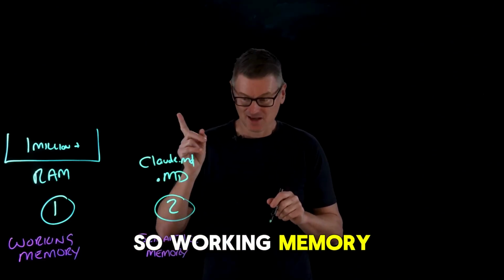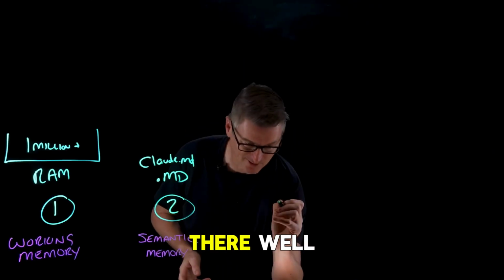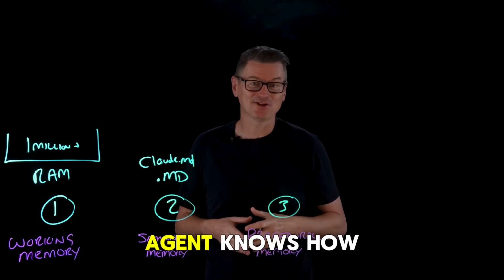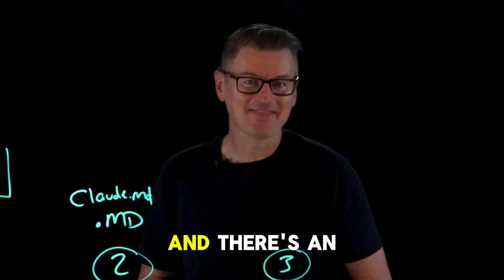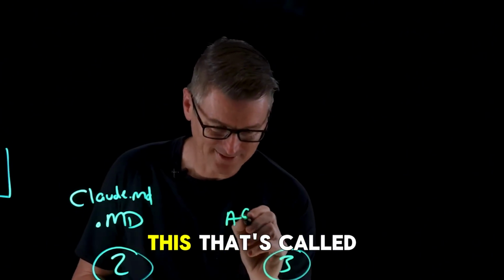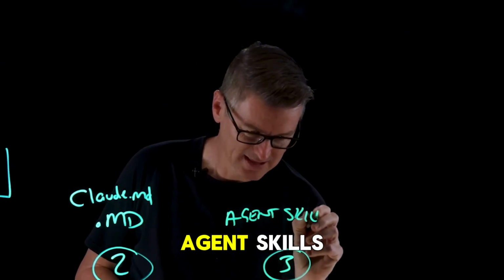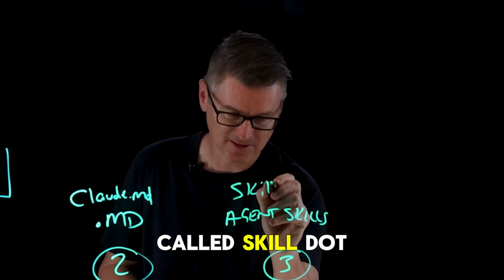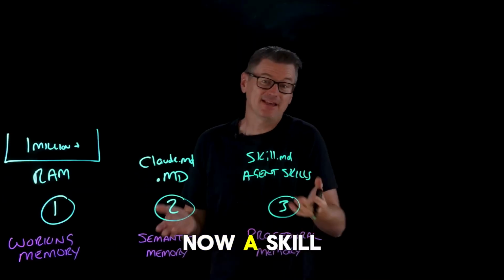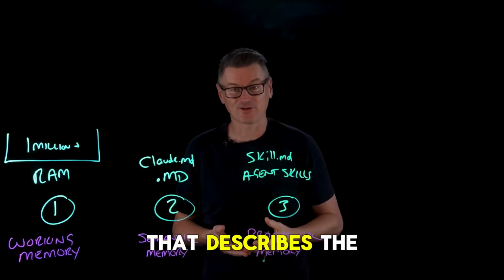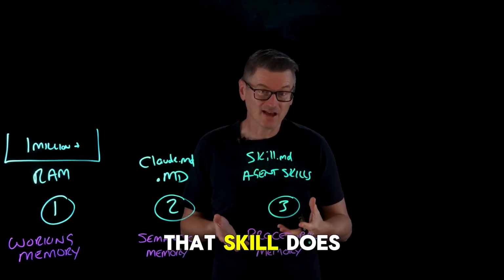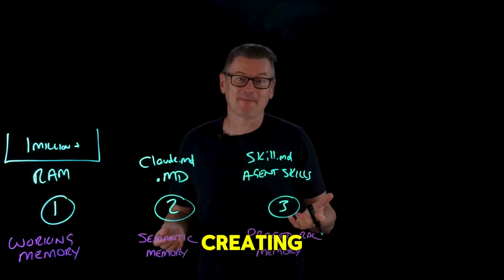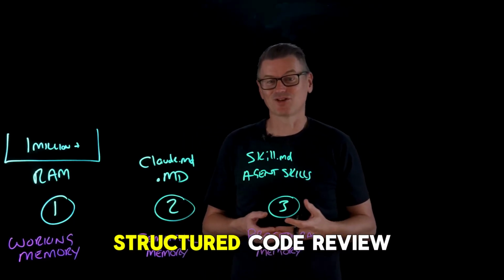So working memory, semantic memory. What else is there? Well, number 3, that is procedural memory. Now, procedural memory is how the agent knows how to do things. And there's an open standard for this that's called Agent Skills. And it uses a file format called skill.md. Now, a skill is just a folder with a markdown file that describes the skill and what that skill does, and some step-by-step instructions for how to perform that skill. And it could be anything from creating a PowerPoint presentation to running a structured code review.